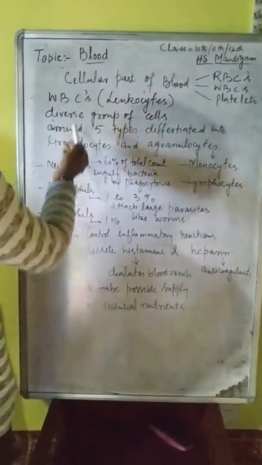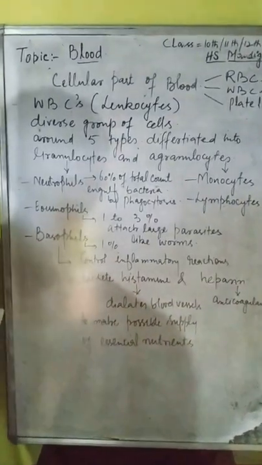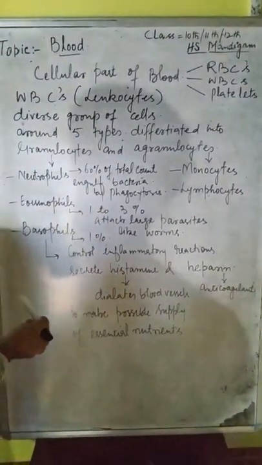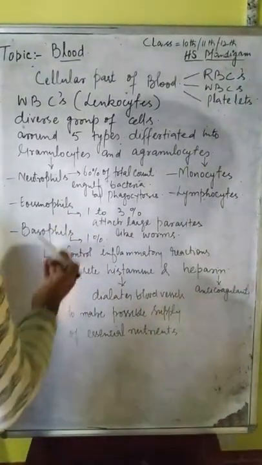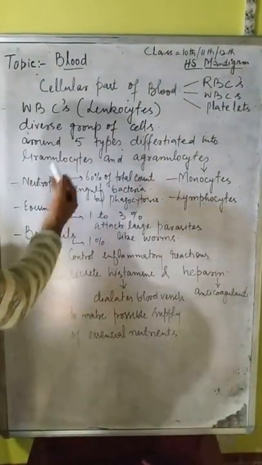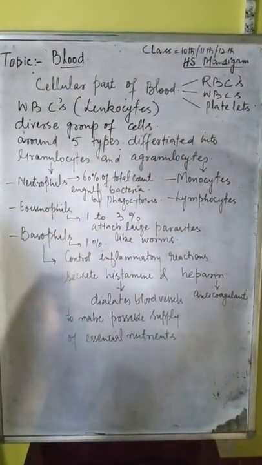They are the white blood corpuscles or leukocytes. Leukocytes are responsible for the immune system of our body, very important cells or the defense cells of our body, which flow in the blood. It is a diverse group of cells because there are around five types of leukocytes.